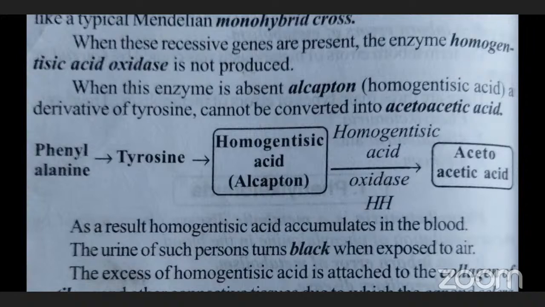The urine of a person affected by alkaptonuria turns black when exposed to air. That is also an important question. Which persons are affected by alkaptonuria? That person's urine turns black when exposed to air. The alkaptons are attached to the collagen of cartilage and other connective tissue, including the ear.